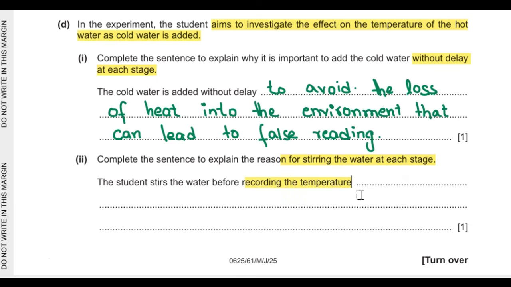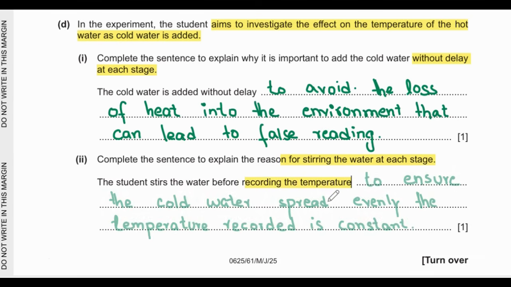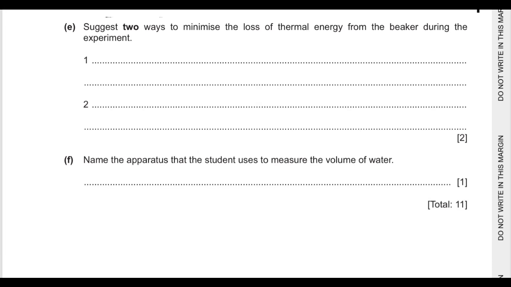The student stirred the water before recording the temperature because he wants to ensure that the cold water spreads evenly and the temperature recorded is constant. E part says suggest two ways to minimize the loss of thermal energy from the beaker during the experiment. From a beaker, heat can be lost by the surface of the water, and heat can also be lost by the edges of the beaker by conduction and convection.